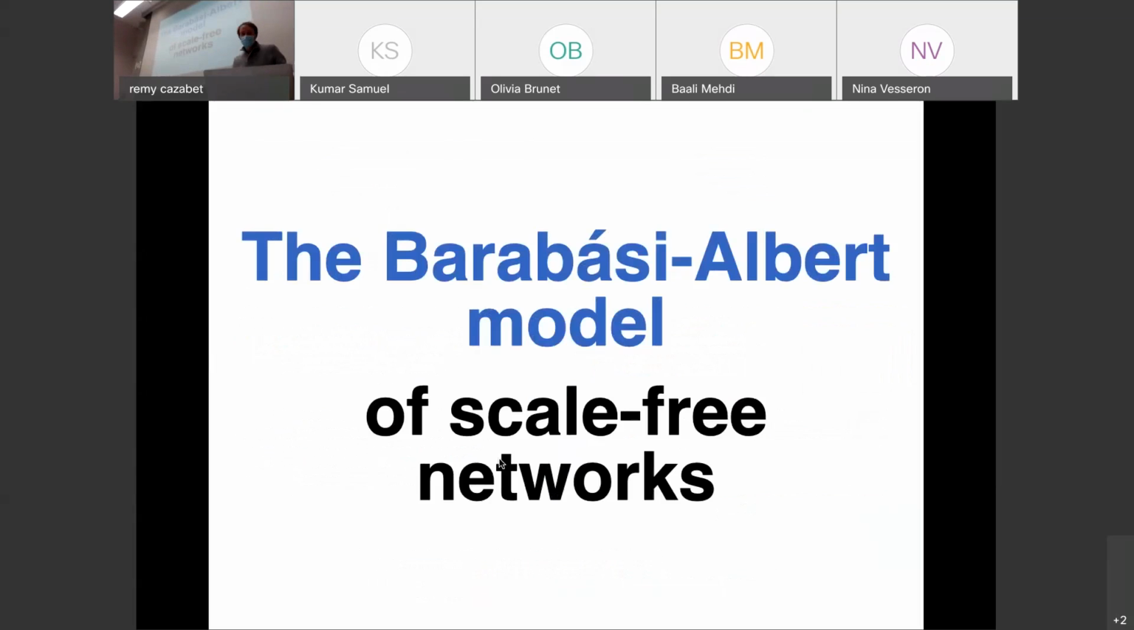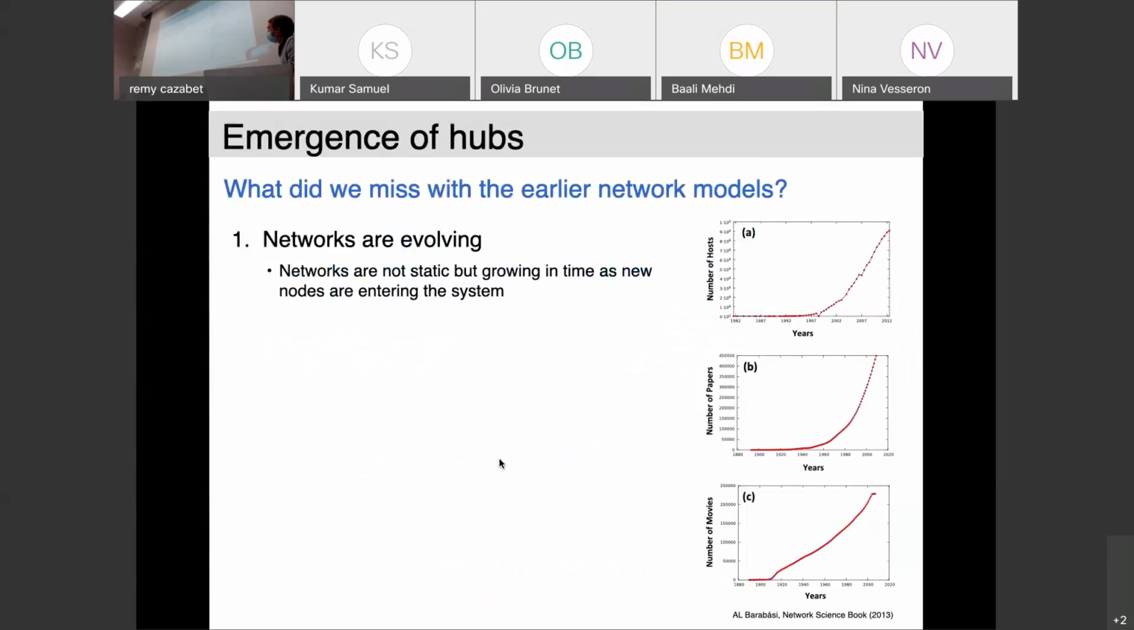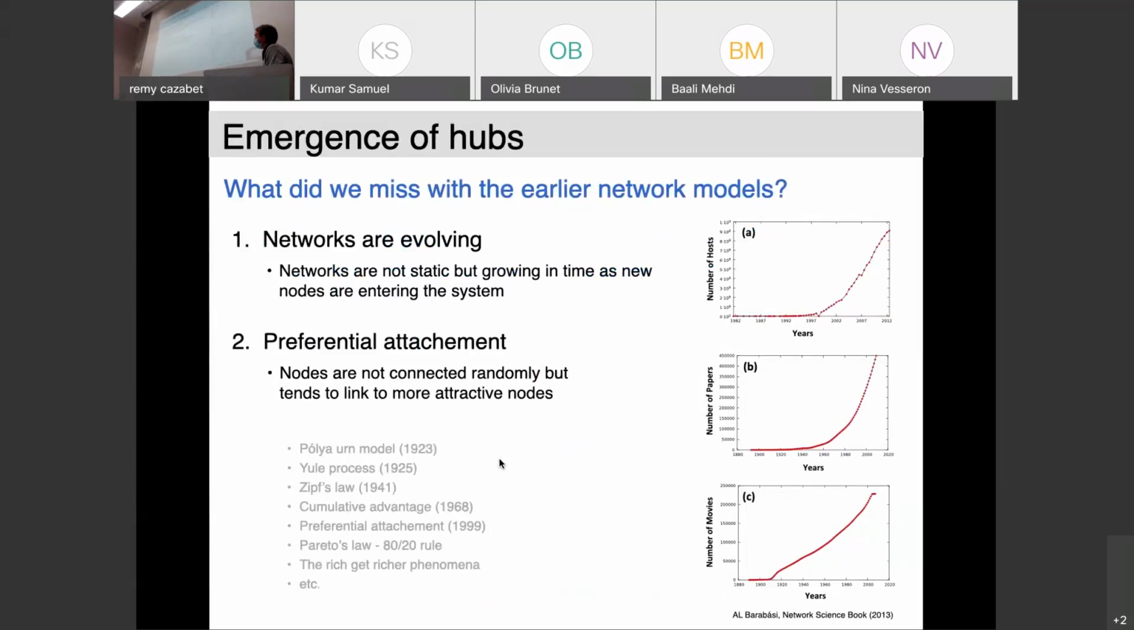So finally, the model of Barabasi and Albert. It's actually a very simple model. It says that maybe what we overlooked is that networks are evolving. They are not created from nowhere. They do not appear from nowhere. They start small and they grow. And so what he proposed is that there is a simple mechanism called preferential attachment that can explain the emergence of this power law degree distribution.